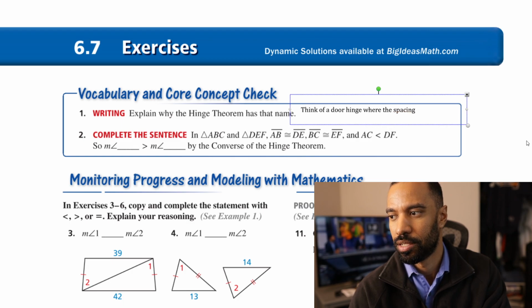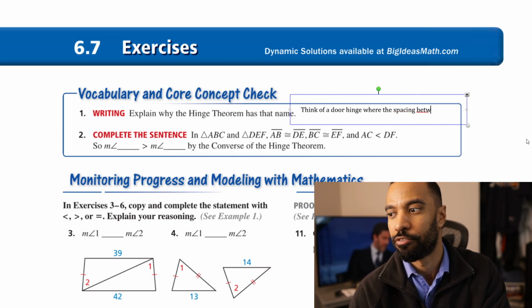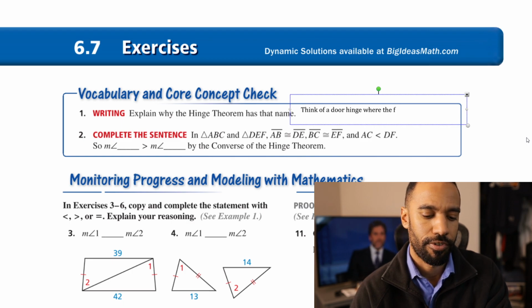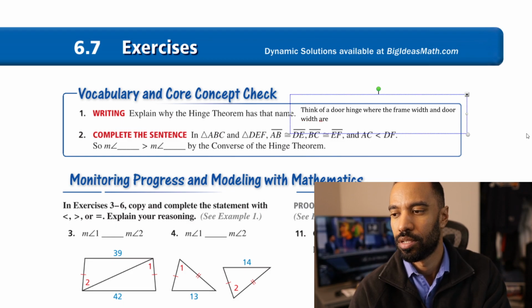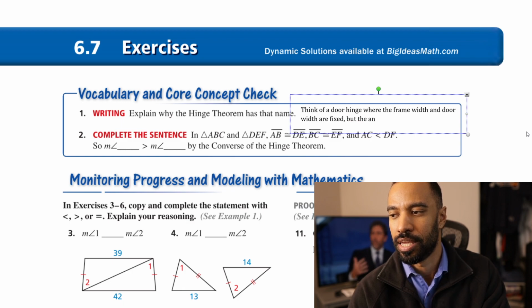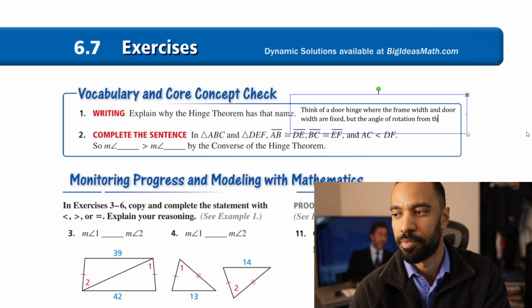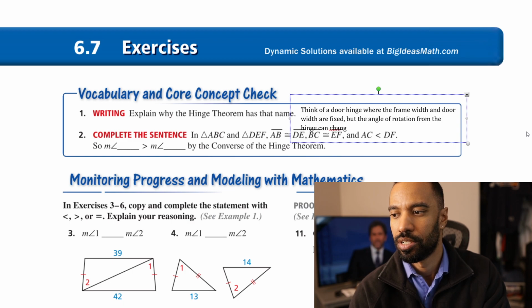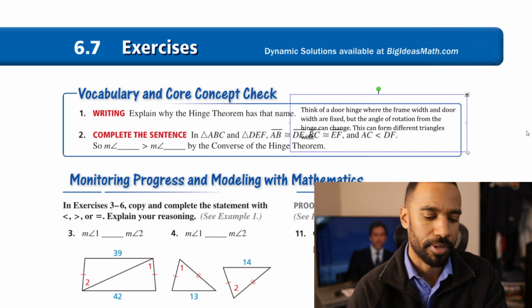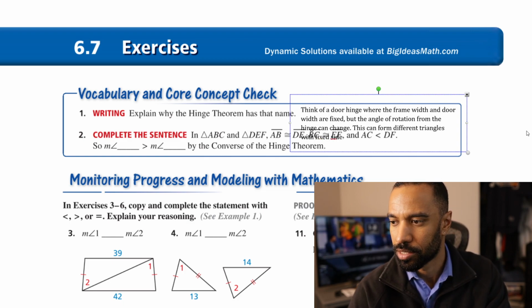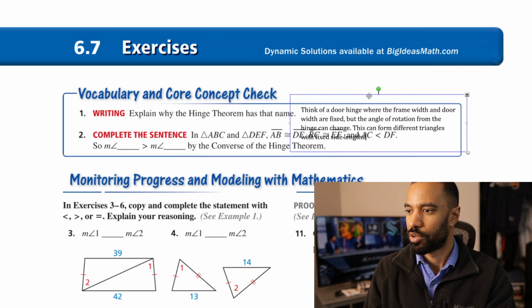where the spacing between the frame width and door width are equal or fixed, but the angle of rotation from the hinge can change. This can form different triangles with fixed side lengths. I'm gonna get that all out of the way in a second. Side lengths. Okay, so I'm gonna put it like that.